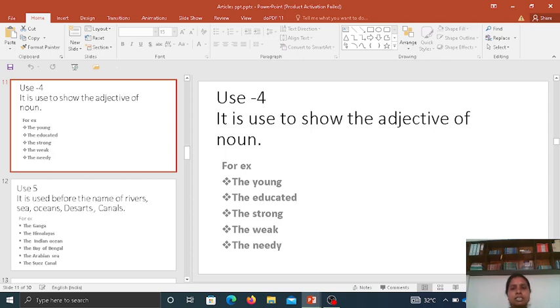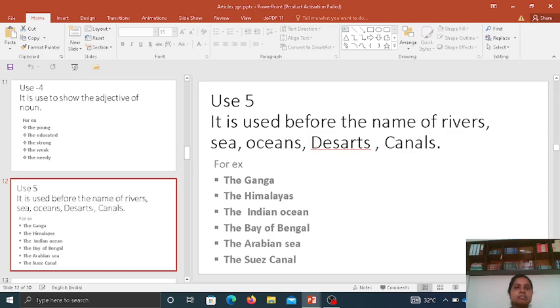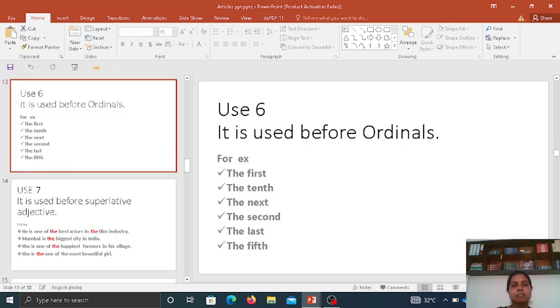Use number 4: it is used to show the adjective of a noun, like the young, the educated, the strong, the weak, the needy. Then the next use is that it is used before the names of rivers, seas, oceans, deserts and canals. For example, I have given here the Ganga, the Himalayas, the Indian Ocean, the Bay of Bengal, the Arabian Sea, the Suez Canal.